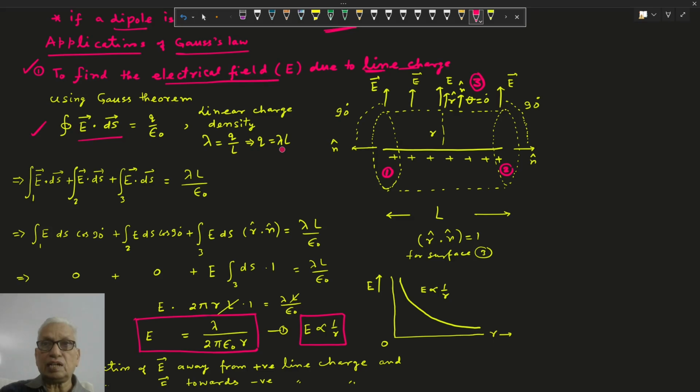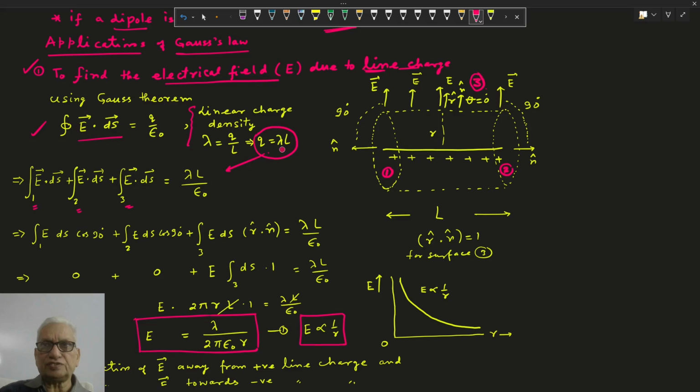Q must be enclosed. Here we are defining the linear charge density lambda equal to q upon L. So q is equal to lambda into L, where L is the length of this line charge conductor. Here for the closed path, we are dividing into 3 parts: surface area 1, surface area 2 and surface area 3. For these 3 areas, we are integrating this E dot ds, for area number 1, number 2, number 3. Combined, the three make the closed surface. So in place of Q, we have written lambda L upon epsilon naught.